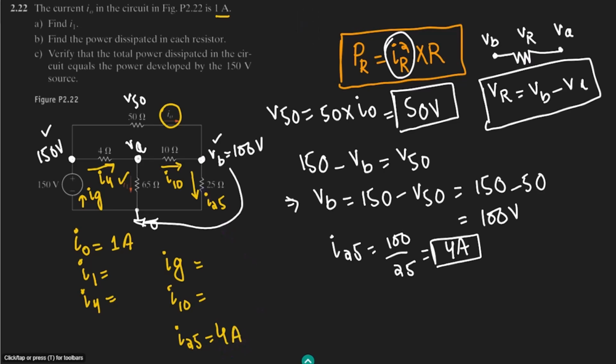This is known. Now here we can see that this is the current which is coming towards this node, and this is also a current which is coming toward this node as well.